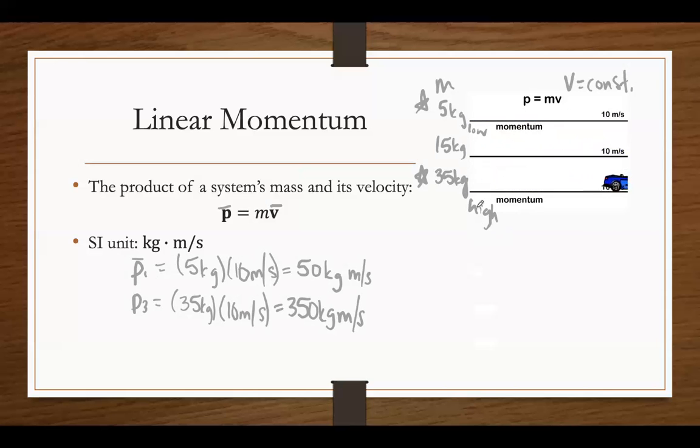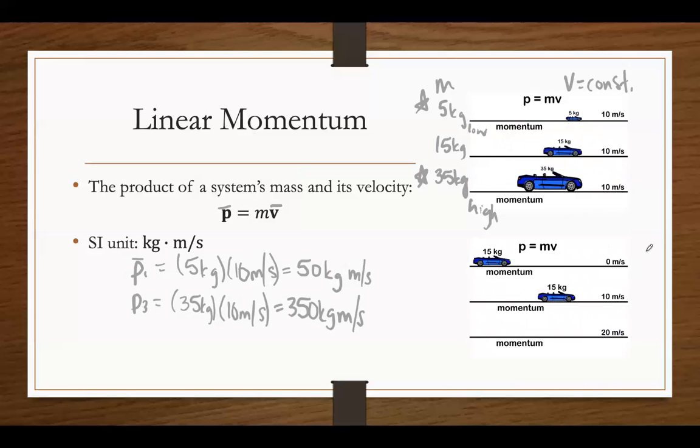Okay, so now let's look at the other case. What if we change the velocity but keep our mass the same? So here my mass is now constant, but my velocities are varying. My velocity for this first one is 0, the velocity for the second one is 10, and for the third one is 20.